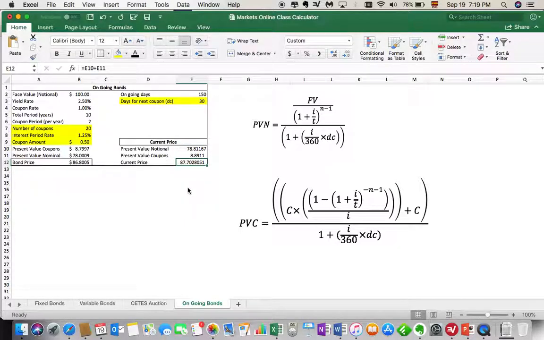Now you would think, why is the price higher than the 86.8005? Well, that's because you're closer. If you advance 150 days, you're way closer to getting the coupon payment. So whoever wants to buy this bond has to pay a little bit more money than the person that bought it 150 days before. The person that bought it on the initial day had to wait 180 days to get the first coupon, as opposed to this person here that only has to wait 30 days to get the first coupon. So that's why the price is a little bit higher.